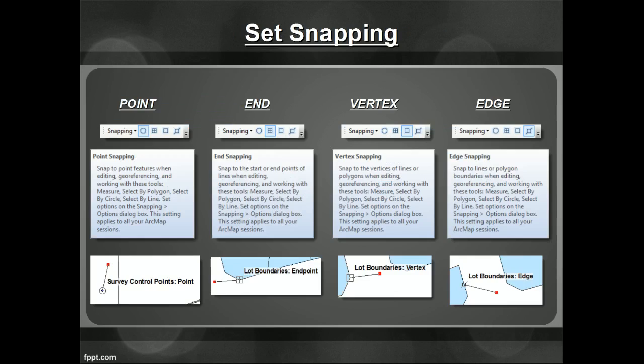And setting the snap environment is pretty straightforward. The basic snaps on the snap toolbar are point, endpoint, vertex, and edge. Briefly going over those, point is pretty self-explanatory. It snaps to points and vertices. Endpoint will snap to endpoints of line segments. Vertex will snap to vertices where segments and line polygon segments intersect. And edge will snap to the perimeter of line work and polygons.